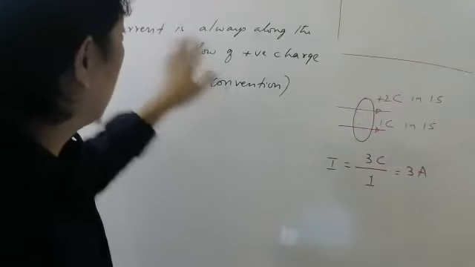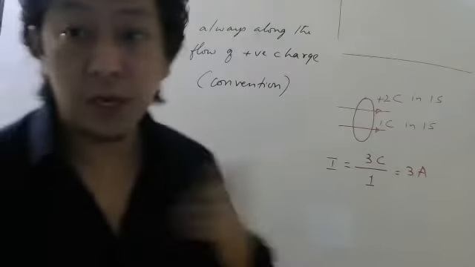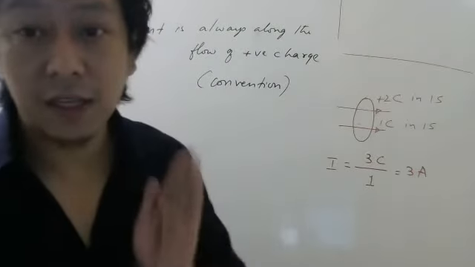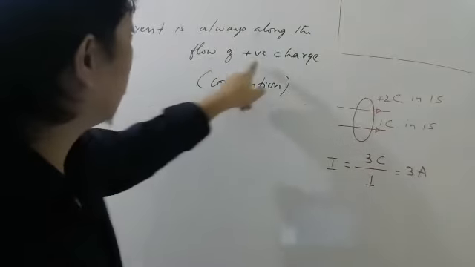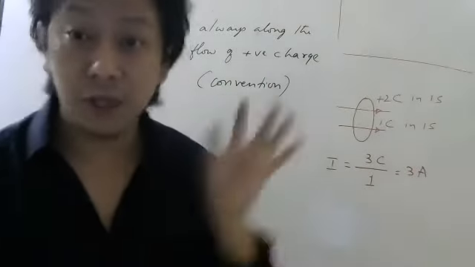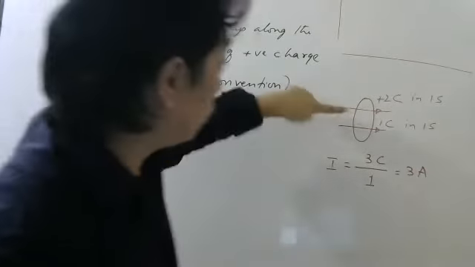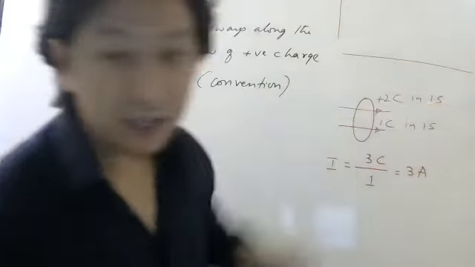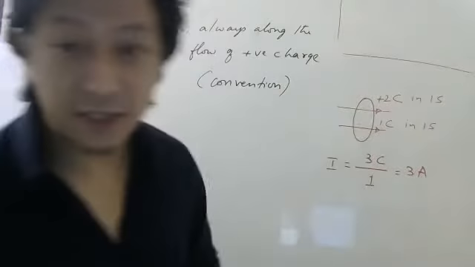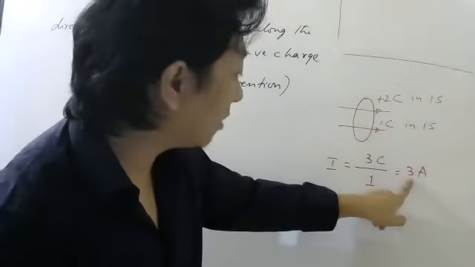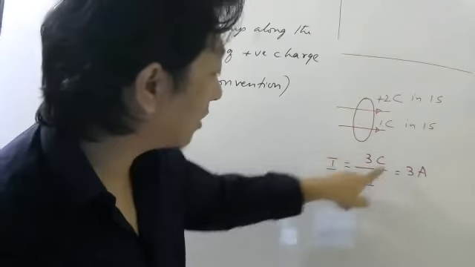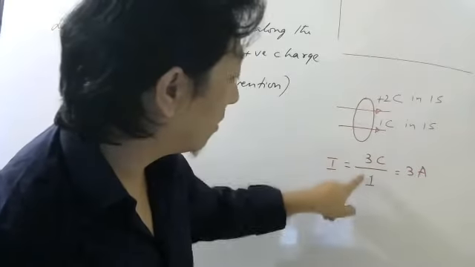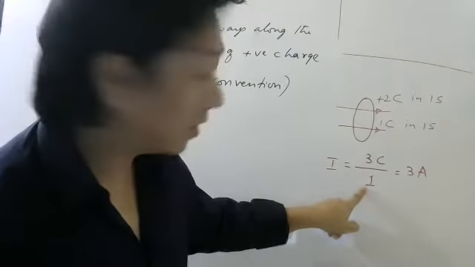So look here. In what direction will we assume current is? Current will always be taken in the direction of the flow of positive charges. Historically it was done like that. So if plus 2 coulomb is passing like this, plus 1 coulomb is passing like this, total current will be 3 ampere. Why 3 ampere? Total charge is 3 coulomb per time. Time is 1 second. So 3 ampere in this direction.